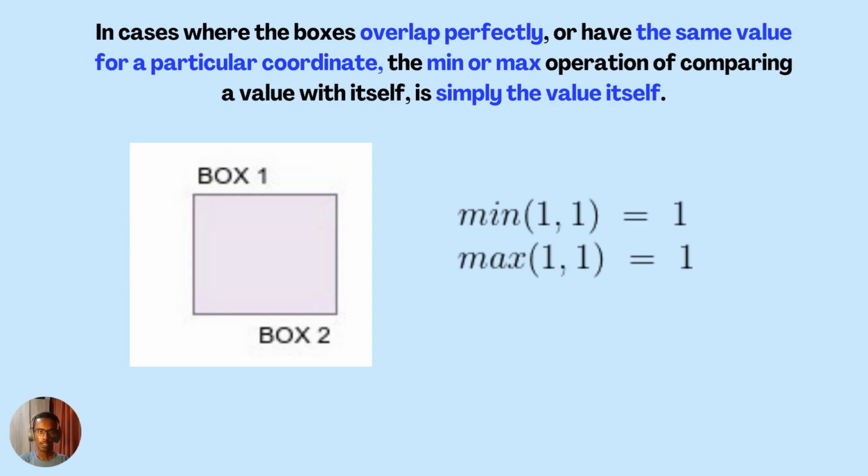So in cases where the boxes overlap perfectly or have the same value for a particular coordinate, the minimum or maximum operation of comparing a value with itself is simply the value itself. We didn't consider before that the values might be different for different coordinates, but when they overlap, the minimum and maximum of the same values will return that value again.